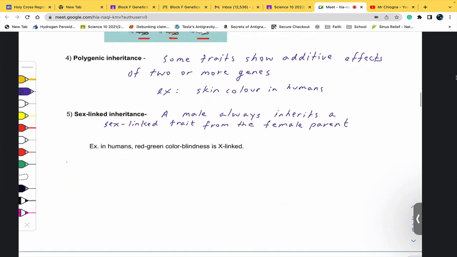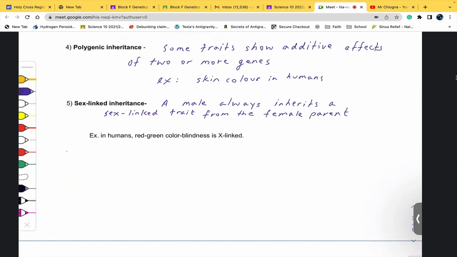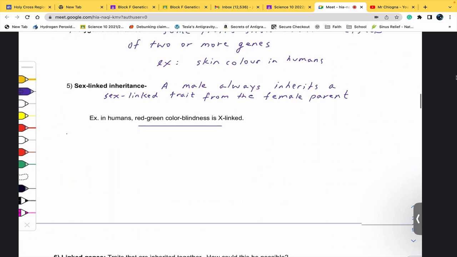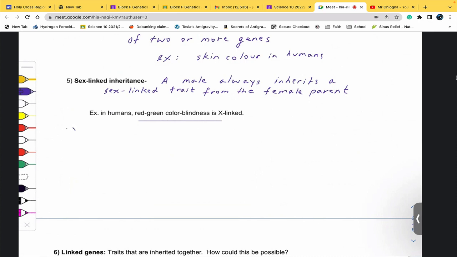Okay. So an example of this would be color blindness. Red-green color blindness is linked to the X chromosome, the female chromosome. Let's just remind ourselves, when we inherit XX for the sex chromosomes, we get a female. When we inherit XY, we get a male.